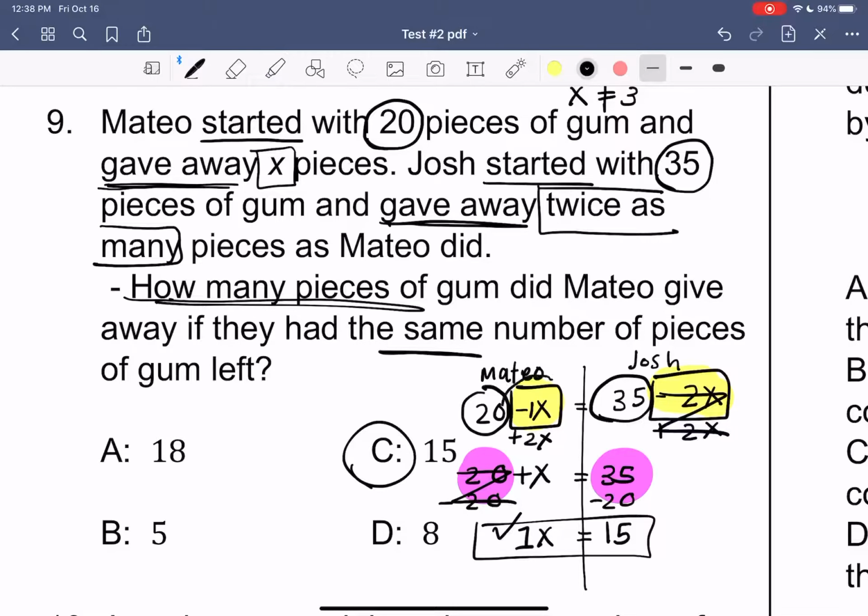One of the most common mistakes I saw in this problem was right here, the thing I'm circling. A lot of people did -1 plus 2 and ended at a 3x. And so a lot of people chose 5 as their answer because they did 15 divided by 3, but -1 plus 2 is just a 1.